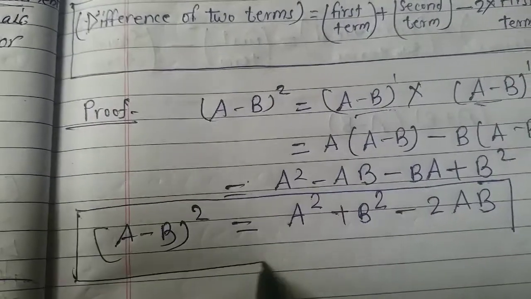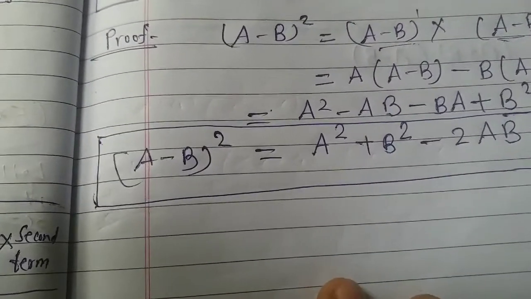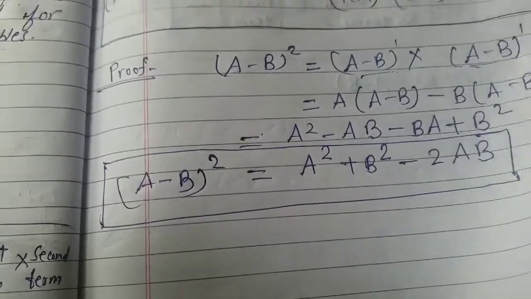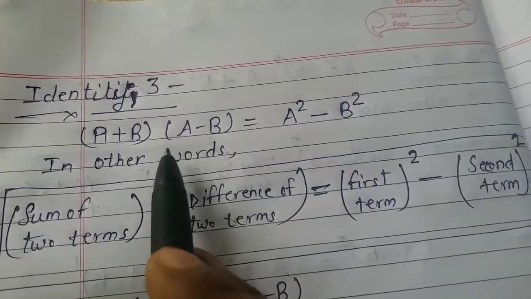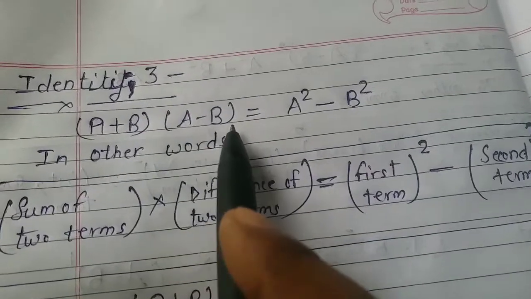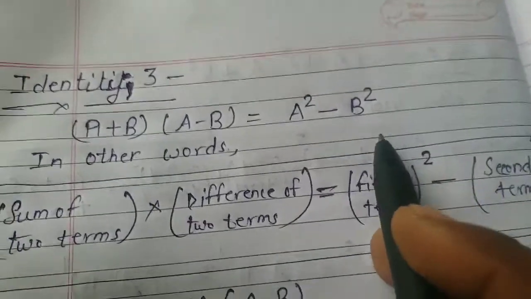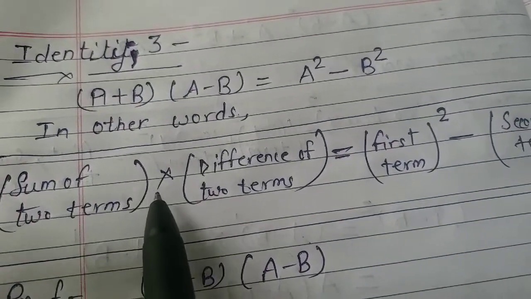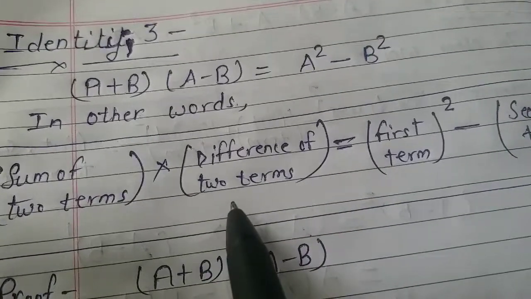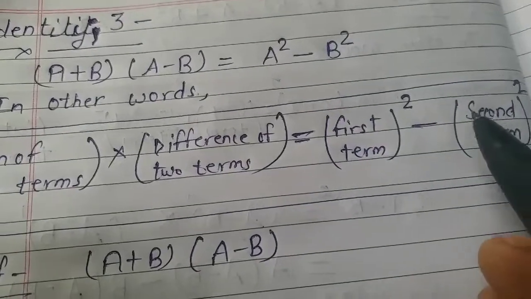By using these identities we can solve questions. Lots of questions we can solve by using these identities. Now take the third identity. The third identity is: the first bracket (a + b) multiplied by the second bracket (a - b) gives a squared minus b squared. In other words, the sum of two terms multiplied by the difference of two terms gives the first term squared minus the second term squared.